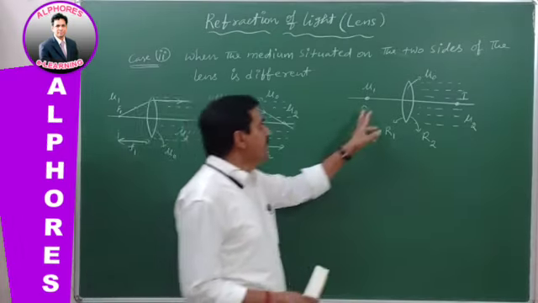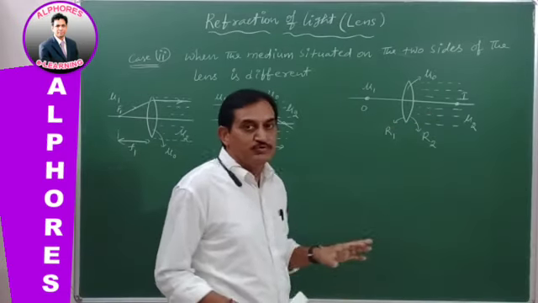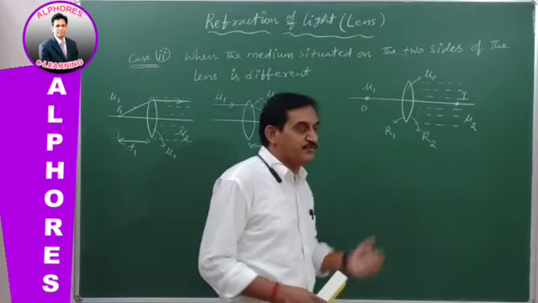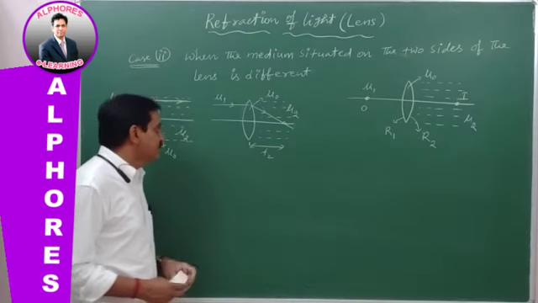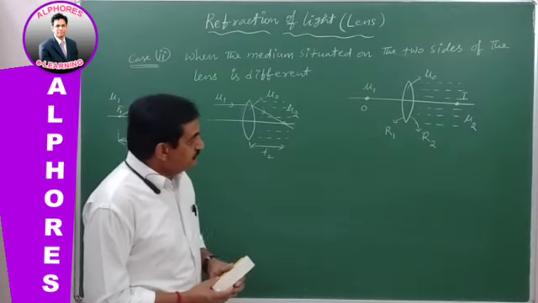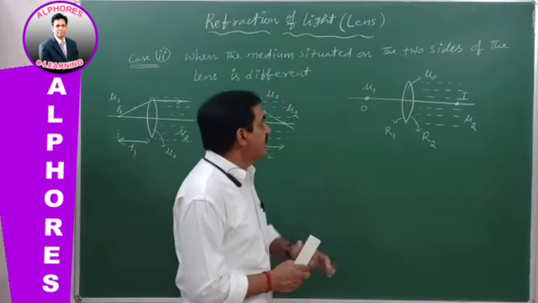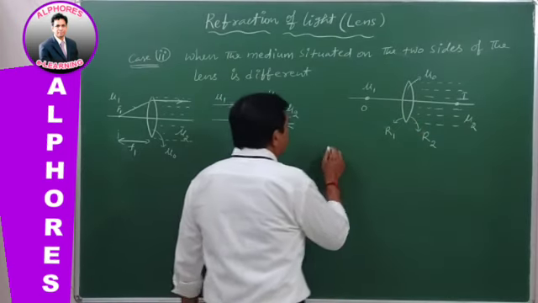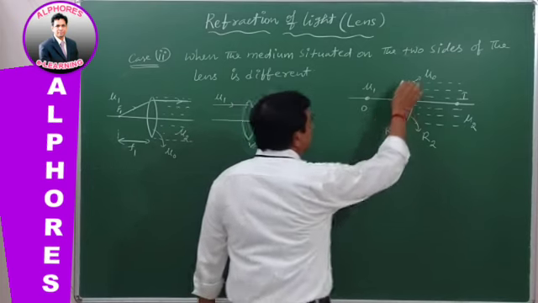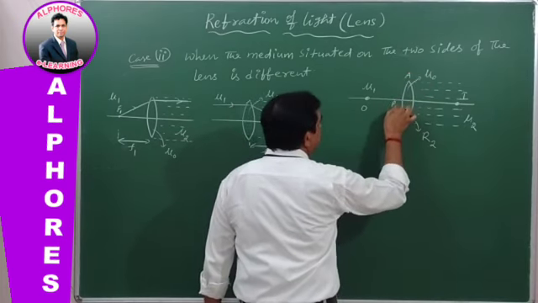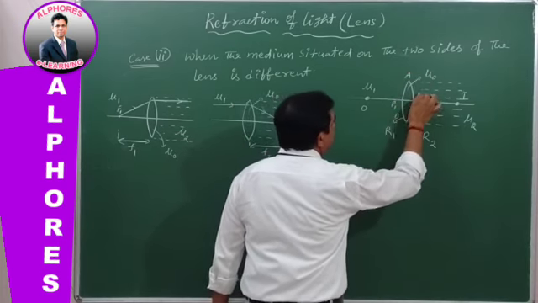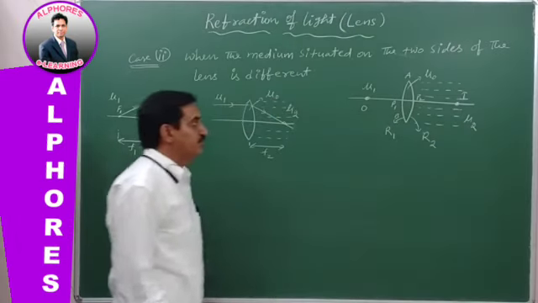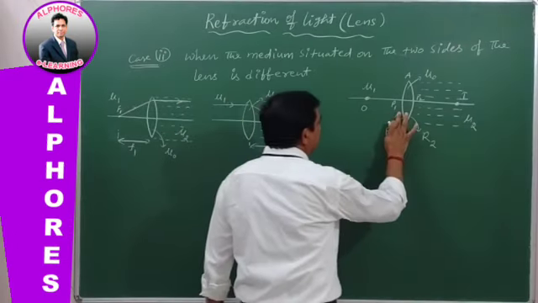Here the medium is not the same, it is a non-homogeneous medium on both sides of the given lens. Okay, now we consider the refraction formula at the first surface and also at the second surface. So the refraction formula at AP1B and AP2B, two refracting surfaces are there.